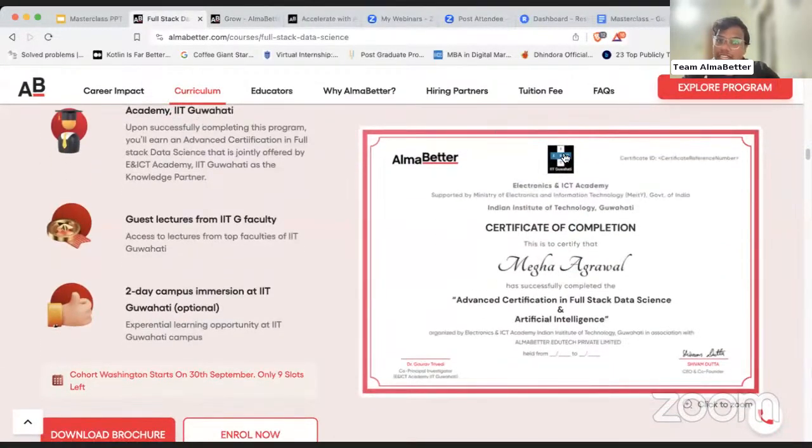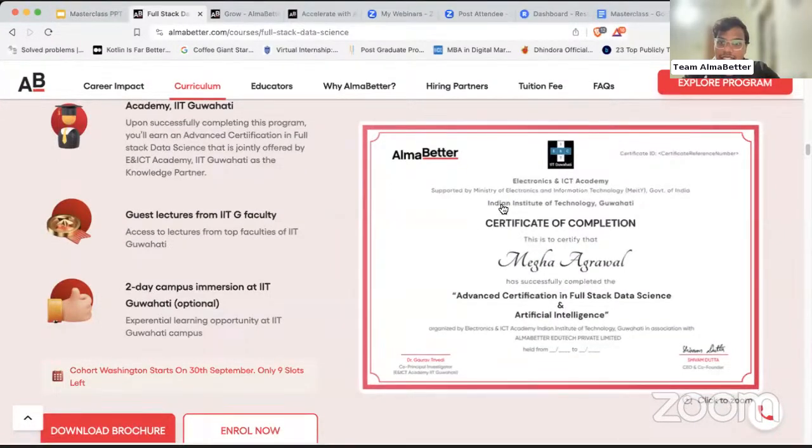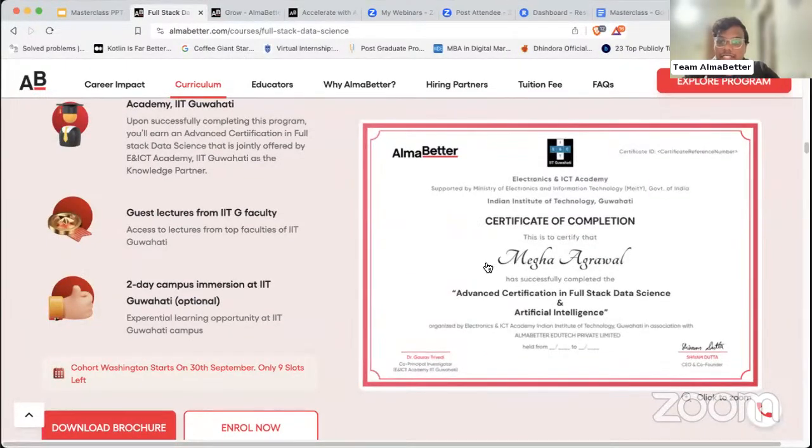But before that, I'll show you the certificate. Here is the certificate you can see. On the certificate, you can see Indian Institute of Technology Guwahati. So IIT adds value to your certificate, right?